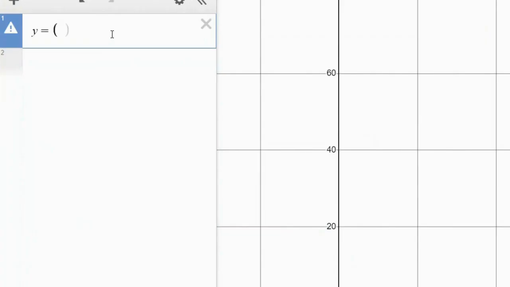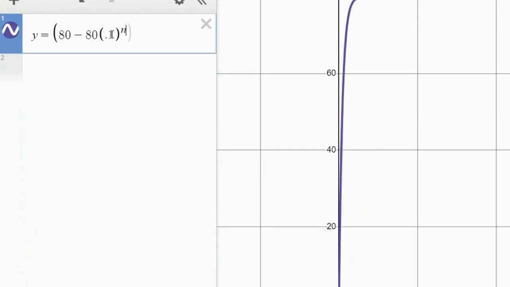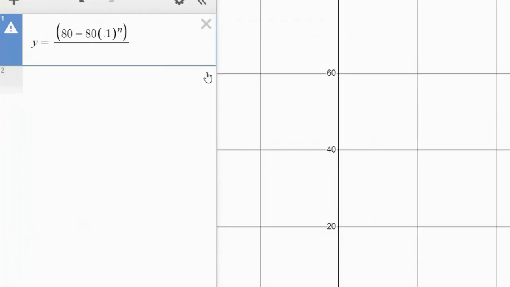On top, we got 80 minus 80 times 0.1 raised to the power of n, close parentheses. That's what's on top, divided by 0.9.